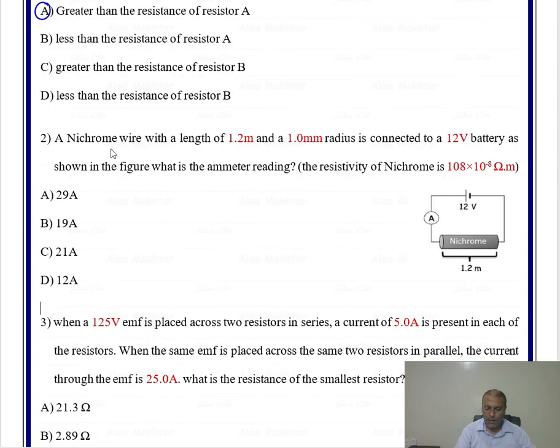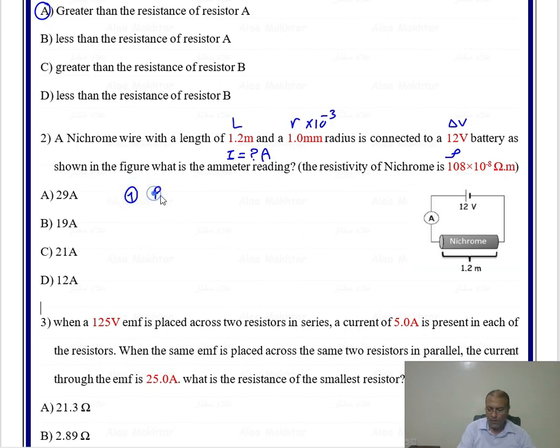Number 2. A nichrome wire with length L and 1 millimeter radius, 1 times 10 to the negative 3, is connected to a 12 volt battery delta V as shown in the figure. What is the ammeter reading? He asked about current measured in ampere. The resistivity is rho, 108 times 10 to the negative 8 ohm meter.